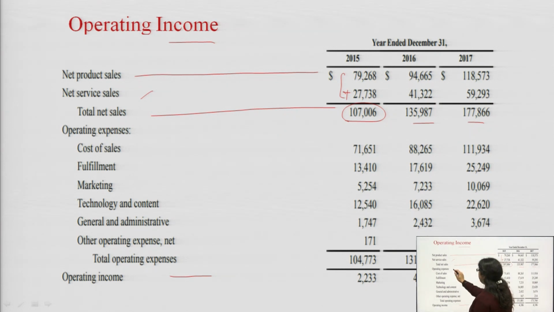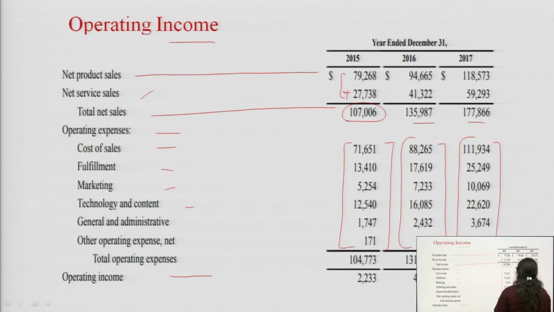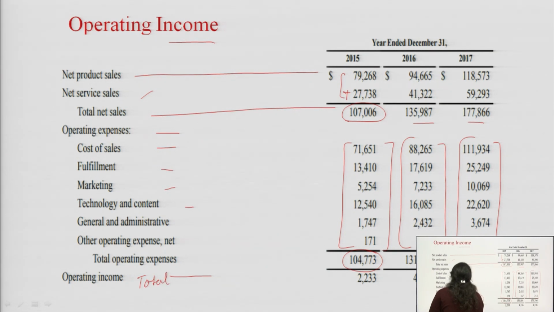Now what will we do? We'll consider all the operating expenses: cost of sales, fulfillment, marketing, technology, general administration, other operating expenses and net total operating expenses. We have written down all the expenses here for 2015, this is for 2016 and this one is for 2017. So the summation of this is 1,04,773. As you know, once we are calculating the income, we need to subtract the expenses. So for calculating the operating income, we take total net sales minus total operating expenses.